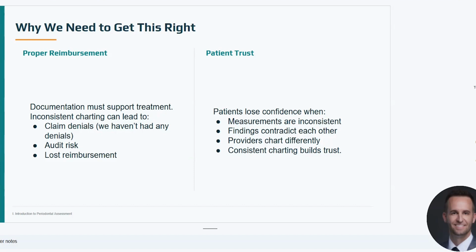The only thing we can do is stay consistent within our office, which is part of the purpose of this presentation, so that we can be consistent within our office. When we consistently chart, it builds a lot of trust with the patient. And if we can show them that they have a certain disease process, 95% of patients will agree with that as long as we can show them the evidence.